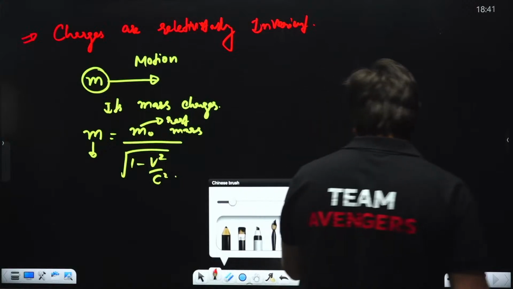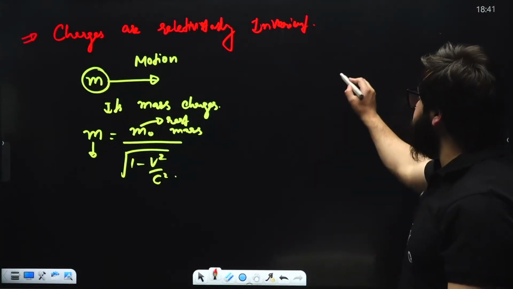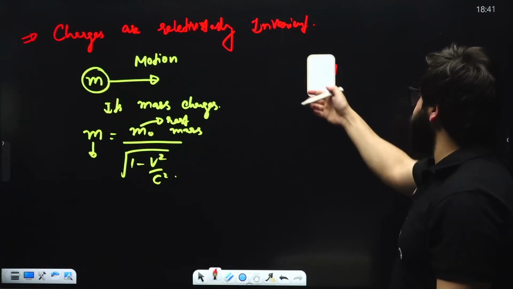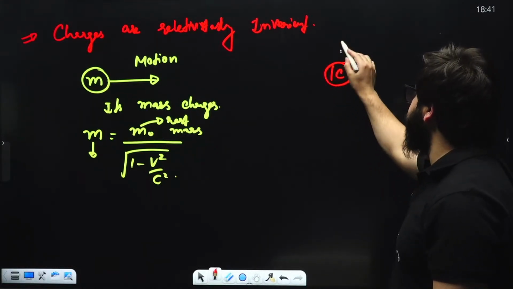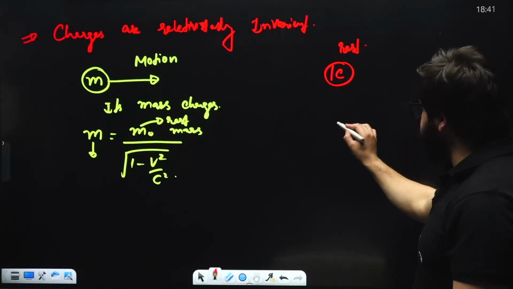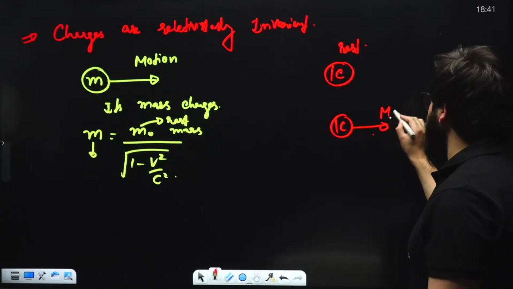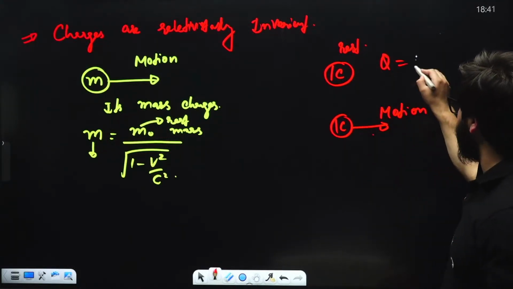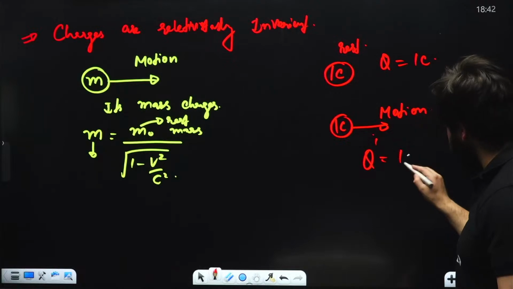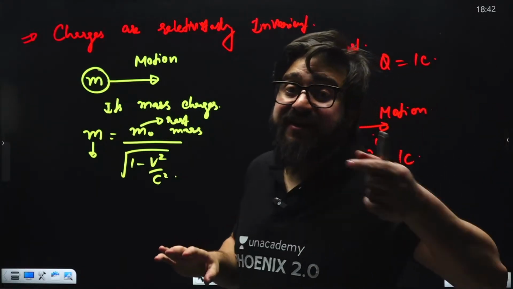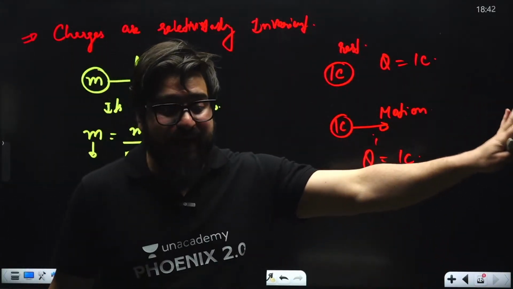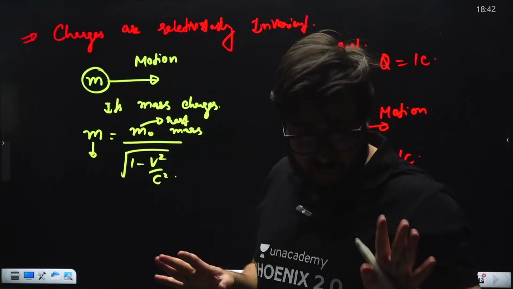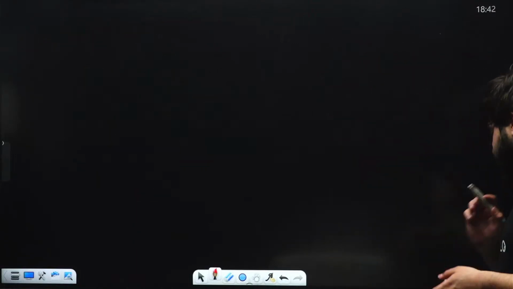But when it comes to charge, my dear friends, let's suppose you have got a charge over here, 1 coulomb. At rest, it is 1 coulomb. Now, if this 1 coulomb charge starts moving, it is now in motion. If Q is equal to 1 coulomb, here Q dash is also equal to 1 coulomb. We say charges are relativistically invariant. If charges move with some speed, nothing is going to happen to their magnitude. It will remain 1 coulomb only. So these are the properties of the charge.